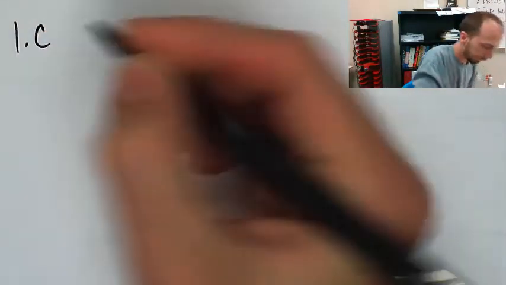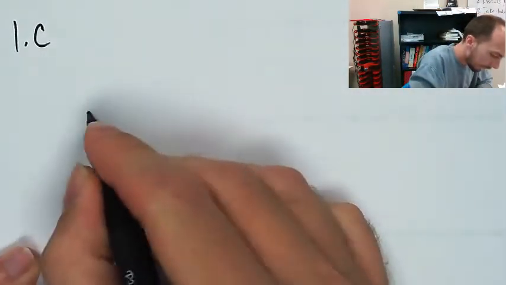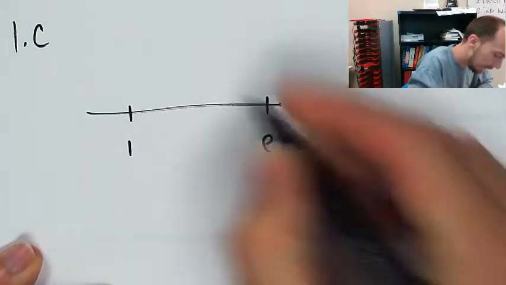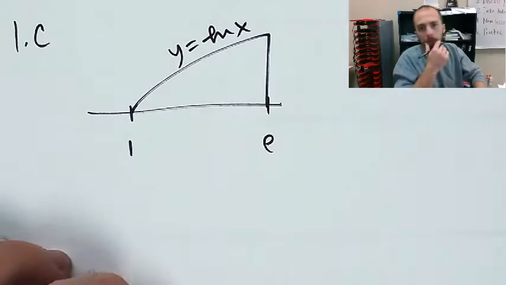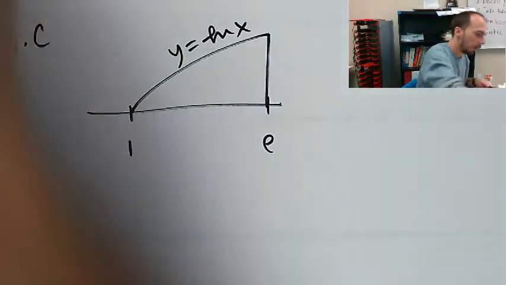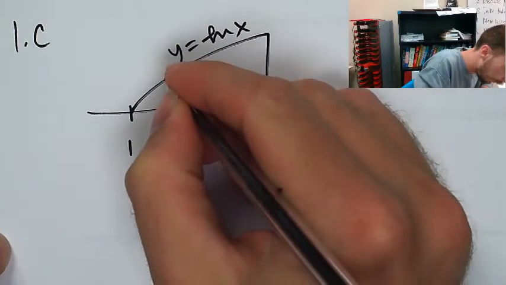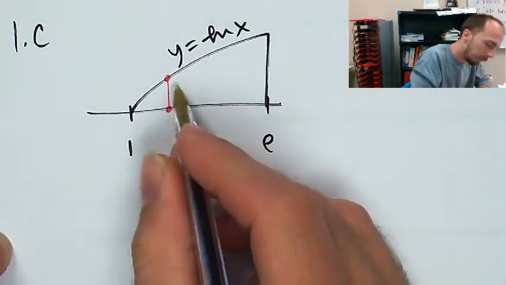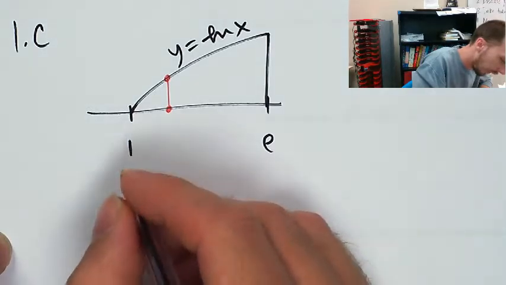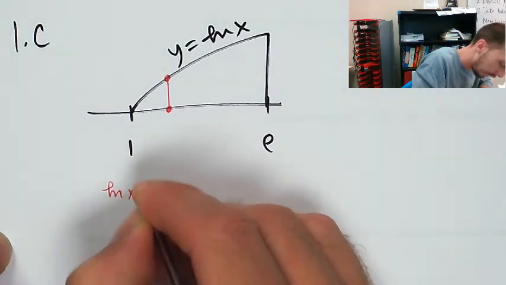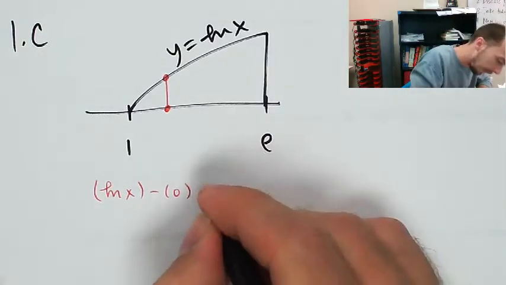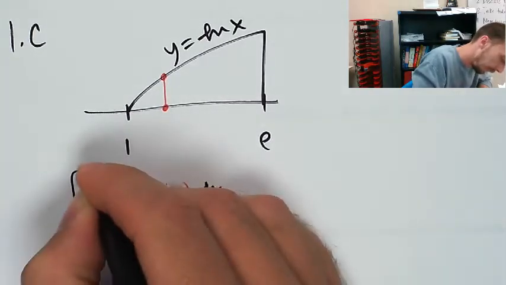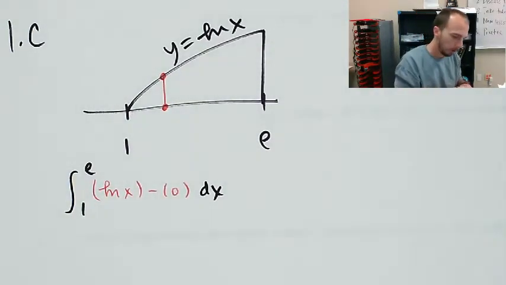All right, and then region C, that's 1 to e, that's just log x. In this one, I feel like you've got two options, and I'll do both of them. On one hand, you could do the vertical representative rectangle. That would be top minus bottom, y equals log x minus the x-axis, y equals 0. And so we could integrate that as x runs from 1 to e, definitely. And that's probably the easiest way to go.